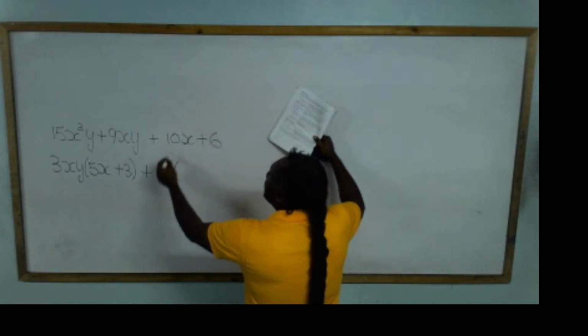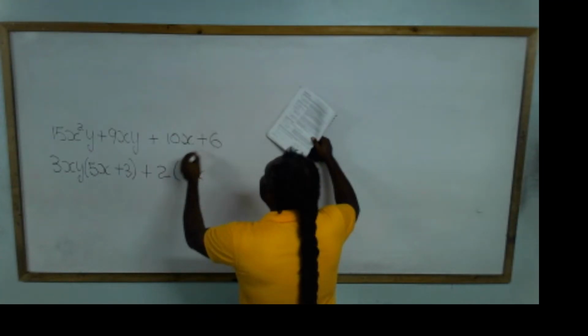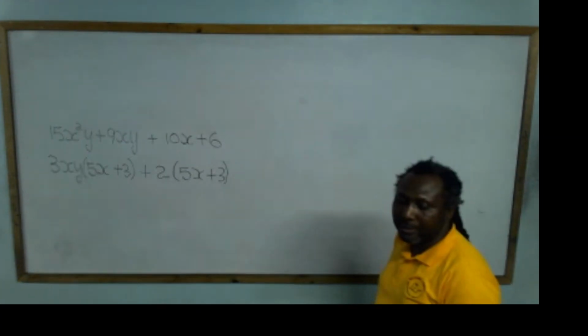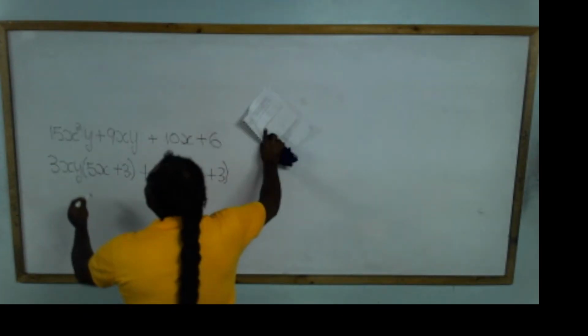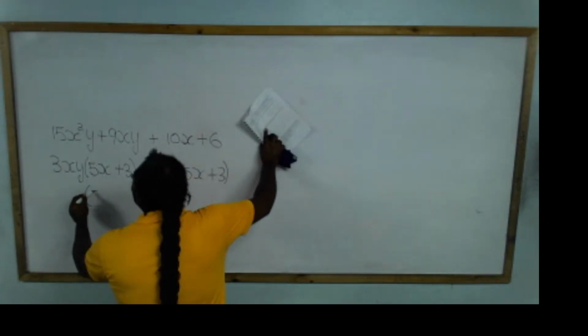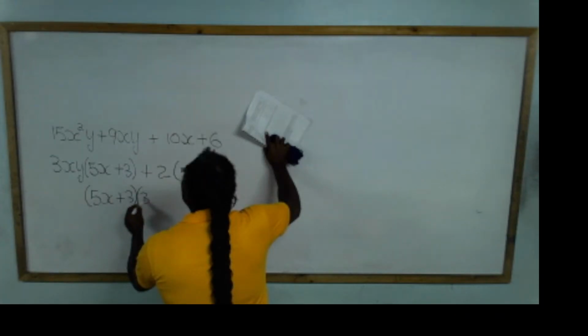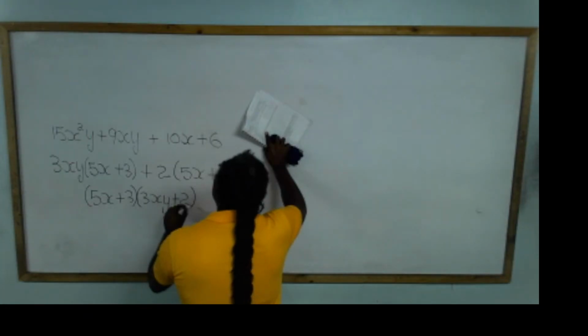2 into 10 is 5. Nothing to cancel the x, it goes back. And then 2 into 6, that's 3. And what the teachers will say is that you invariably place the 5x plus 3 there. And in the other brackets, we put the 3xy plus 2 unapologetically.